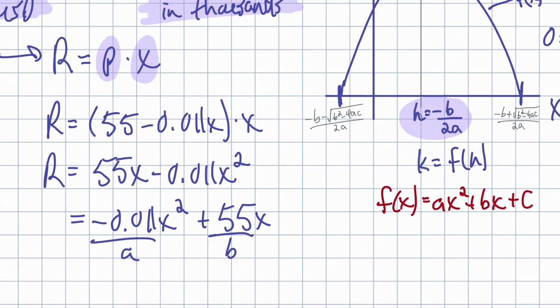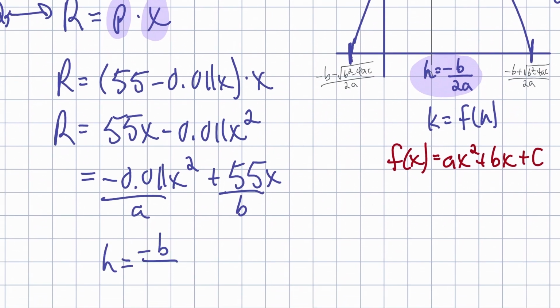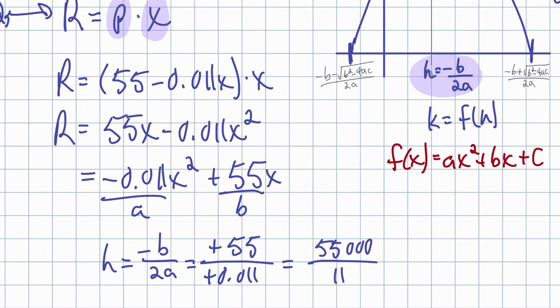So that means that h is going to be negative b over 2a. So that's negative 55 over negative 0.011. Okay, the negatives will cancel. We have a plus over a plus. I tend to avoid using the calculator until I really need it. So what I'm going to do first is multiply top and bottom by 1,000. I'm choosing 1,000 because the bottom number has 3 decimal places. So 55,000 on top, and on the bottom, 0.011 times 1,000 makes 11. And then I notice, hey, 55 is 11 times 5, so the top is 11 times 5,000 over 11. Then the 11s cancel, and I just have 5,000.